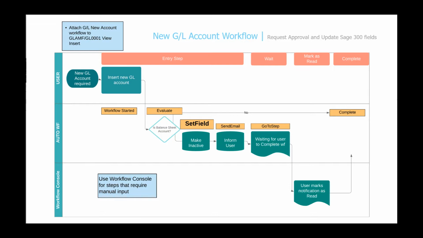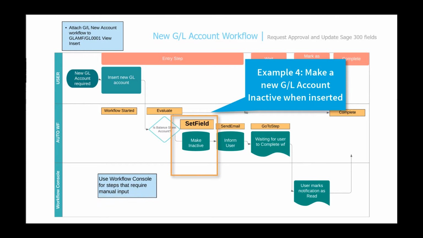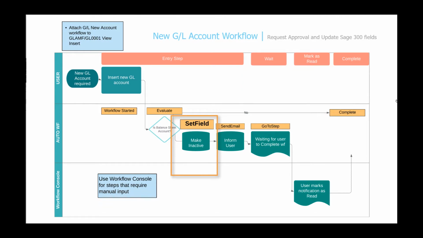The next thing we're going to do is use the workflow to update Sage 300 fields. So in this example, when the GL account is created, it will be made inactive, and we will then control the workflow to activate a GL account. So the focus of this part of the presentation is on using the set field action.